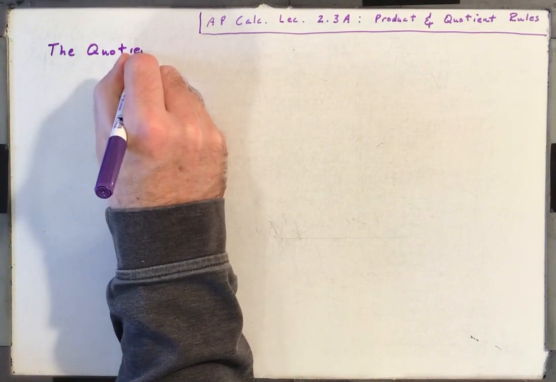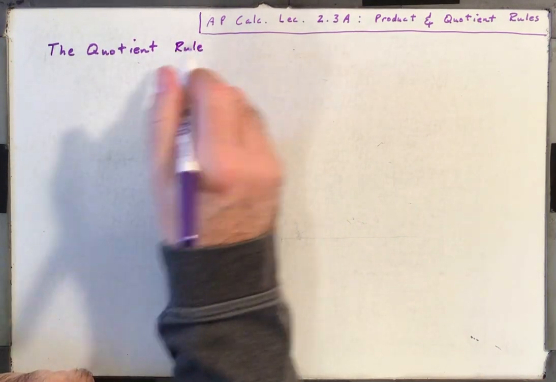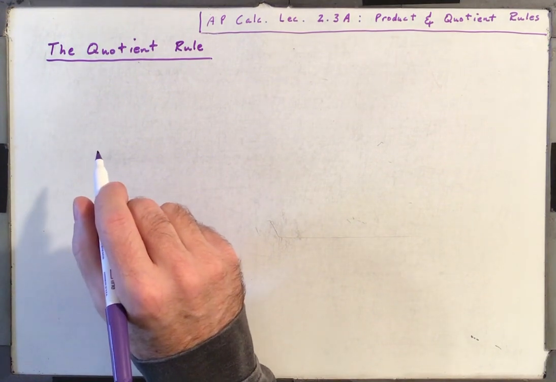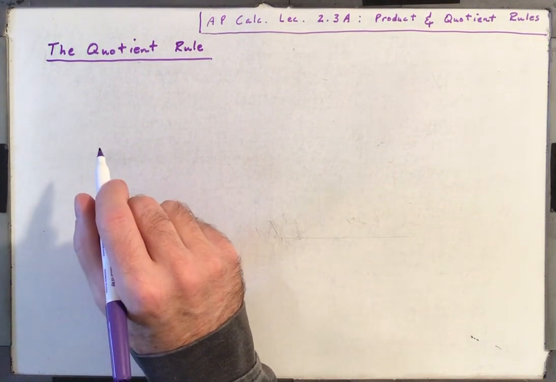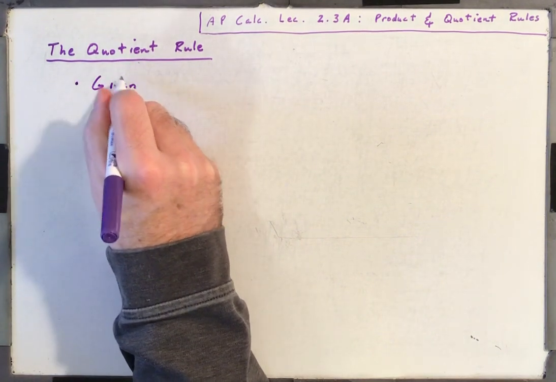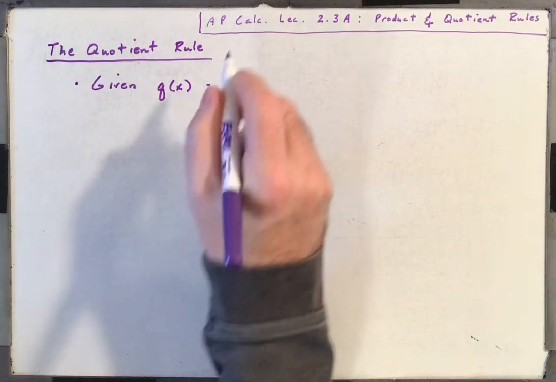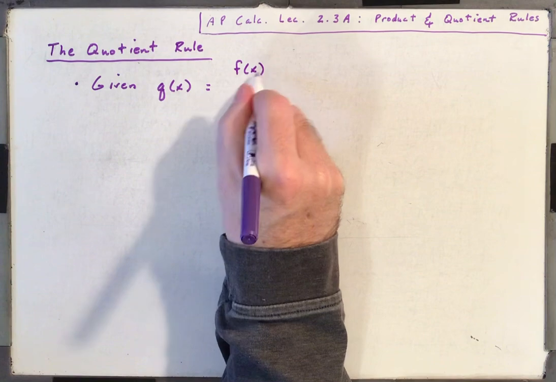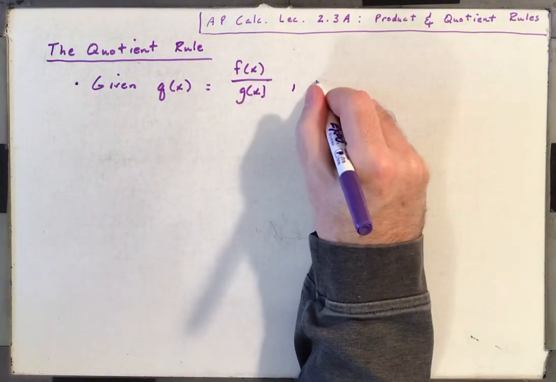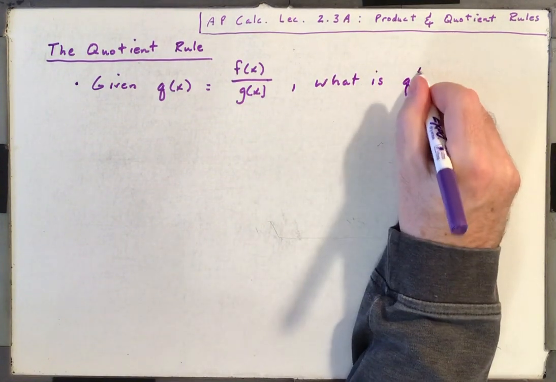So quotient, we have division. So we're going to be dealing with a fraction. We can just call it division. So for the quotient rule, let's say given q of x is equal to f of x over g of x, what is q prime of x?